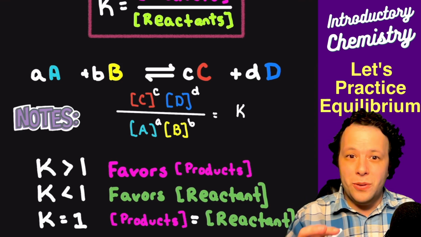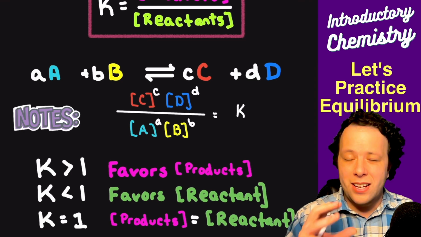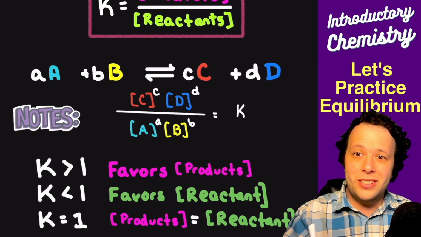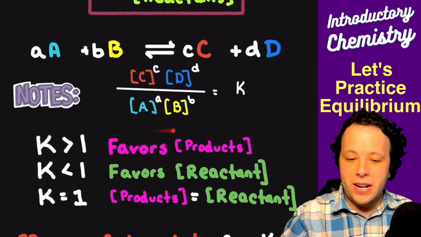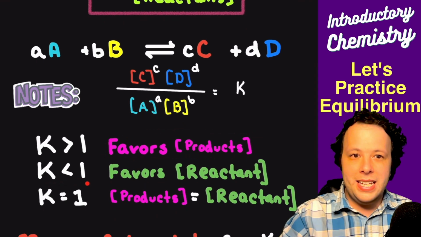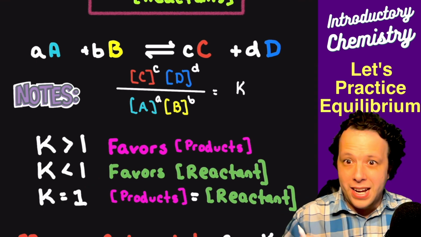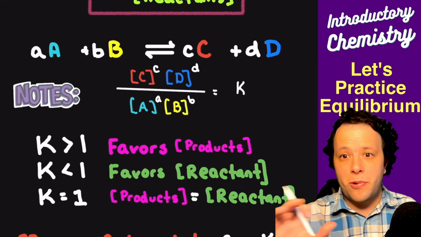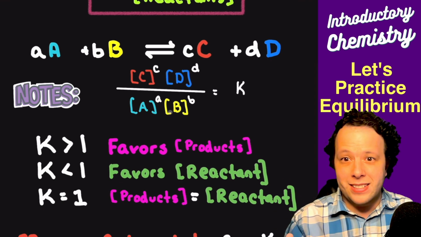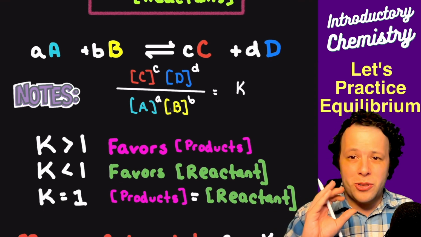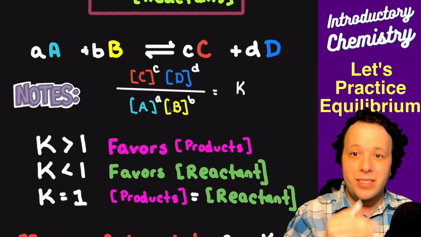Depending on what the size is, it tells a story. If K is greater than 1, then it's going to be favoring the products. If K is less than 1, it favors the reactants. So when we refer to products, this is usually saying this is going to shift towards the right-hand side of the reaction. And if we refer to reactants, that's going to favor the left.